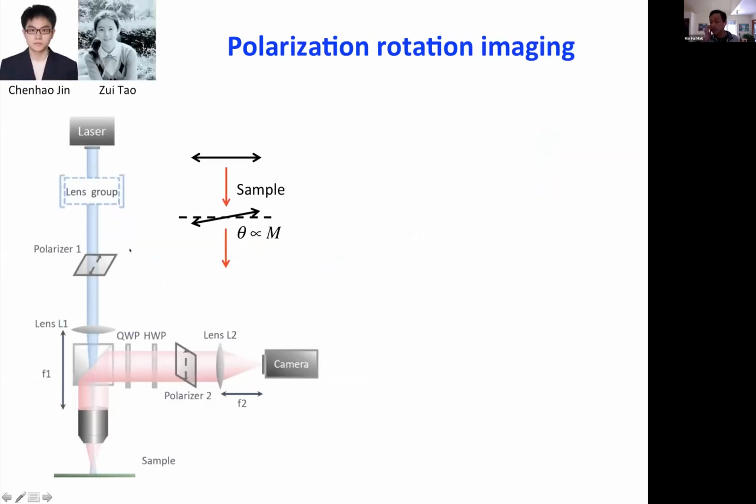The technique that we will be using to probe the stripe phases is a polarization rotation imaging technique. The idea is very simple. You shine linearly polarized light onto the sample. Say the sample is a magnet or a stripe crystal or some other stripe phase. The light interacts with the sample, and you get a polarization rotation by a certain angle theta that is proportional to the order parameter. If it's a magnetic material, it's proportional to the magnetization. And if it's a stripe phase, it's proportional to the anisotropy of the optical conductivity.